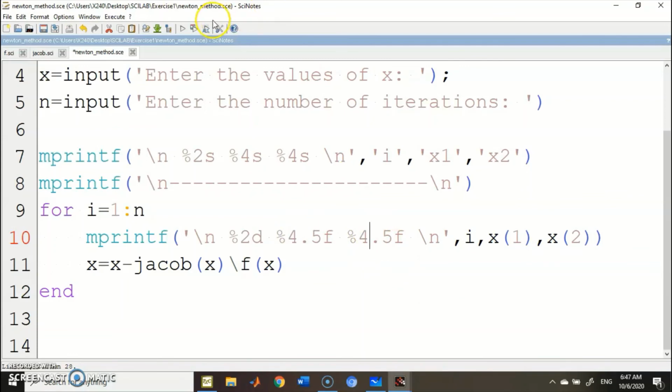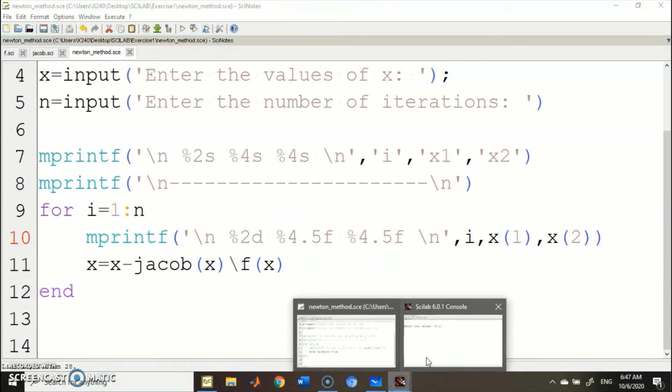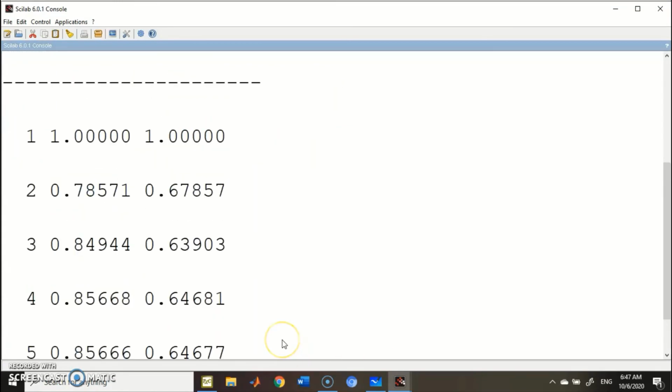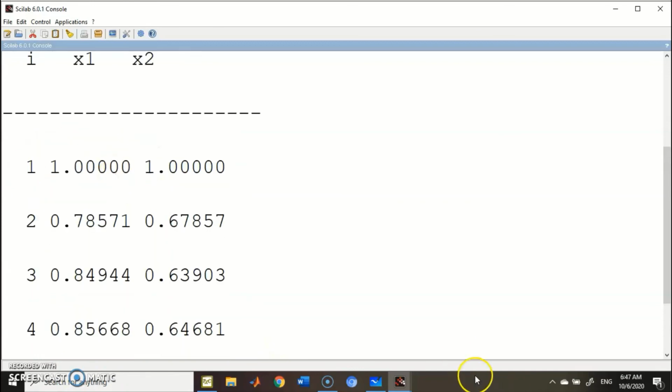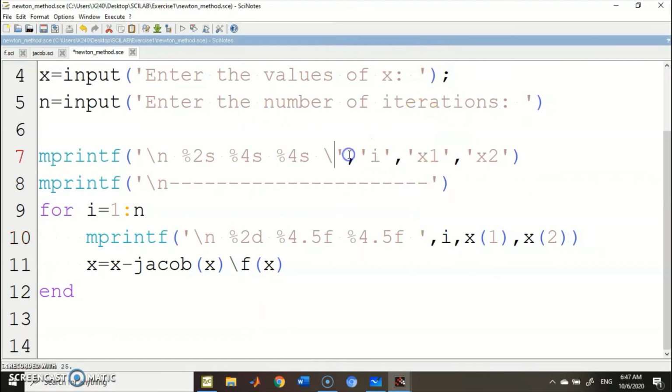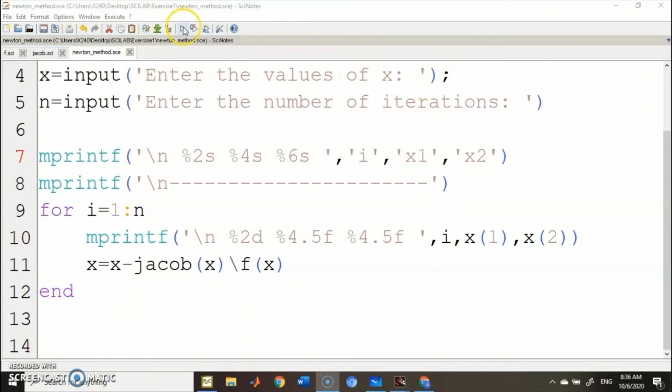.5 is the decimal points. Okay, let's look at your iteration here. Run it again. 5 iterations. There you go. Now I have too many backslash n here, that's why it's not nicely arranged. So I'm going to remove some of my backslash n. Maybe this one, maybe this one, maybe this one. Okay, continuing. So what we have here, I've removed all the backslash n so that I can have a nice looking screen.